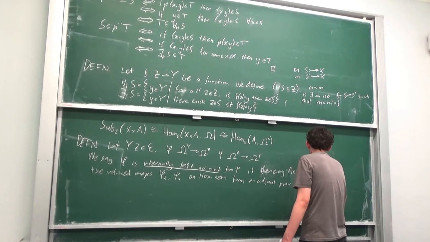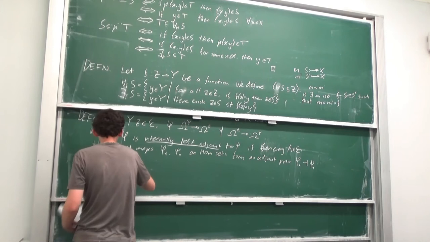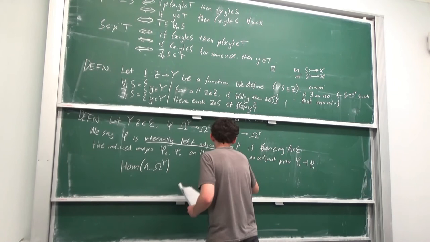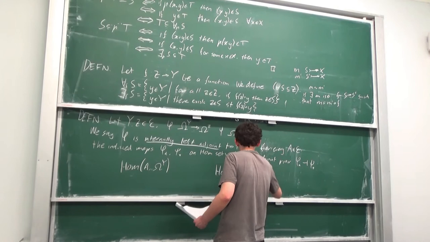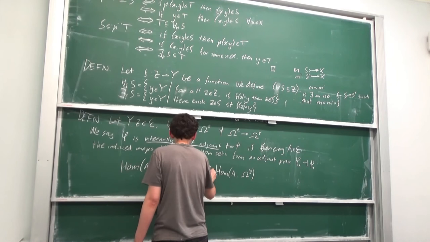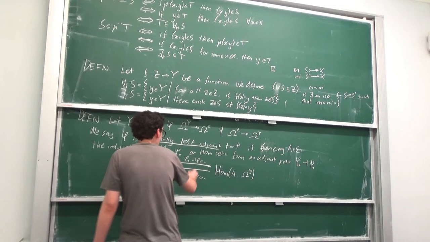So let's actually write out the diagram involved because it makes it a bit easier to understand what these maps actually are. So we have Hom(A, Omega to the Y). We have Hom(A, Omega to the Z). And this map here is phi star, and it's specifically given by post-composition with phi. And then this map back this way is psi star, and specifically given by post-composition with psi. And what we want is an adjoint pair. Okay.